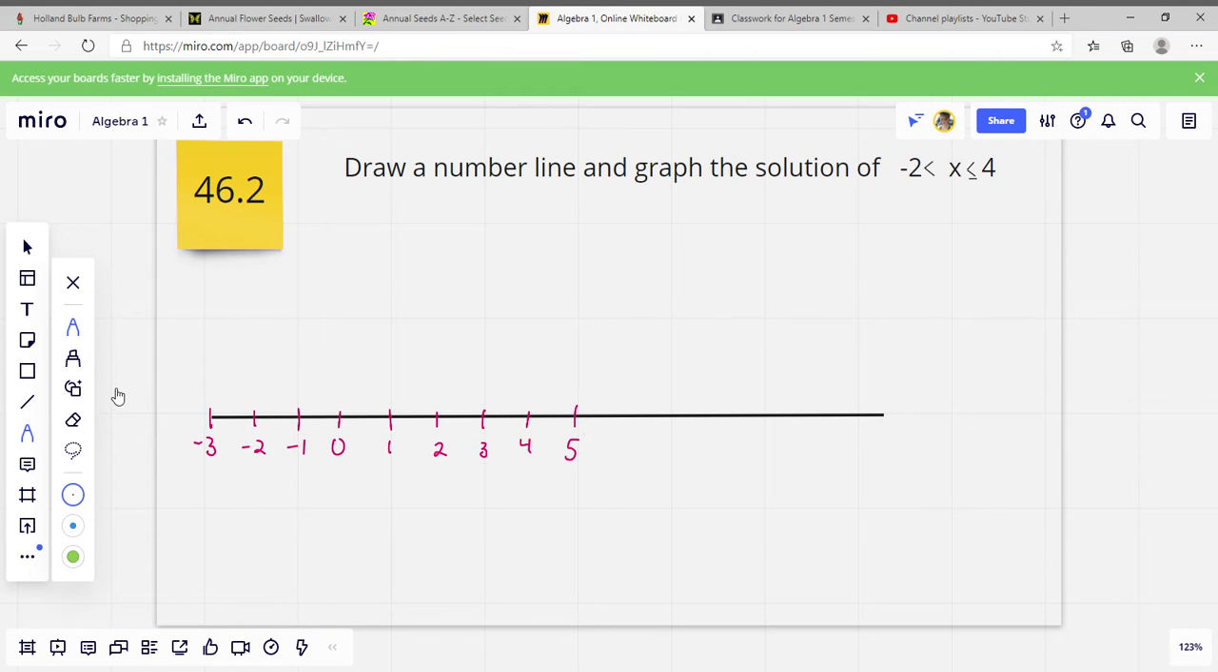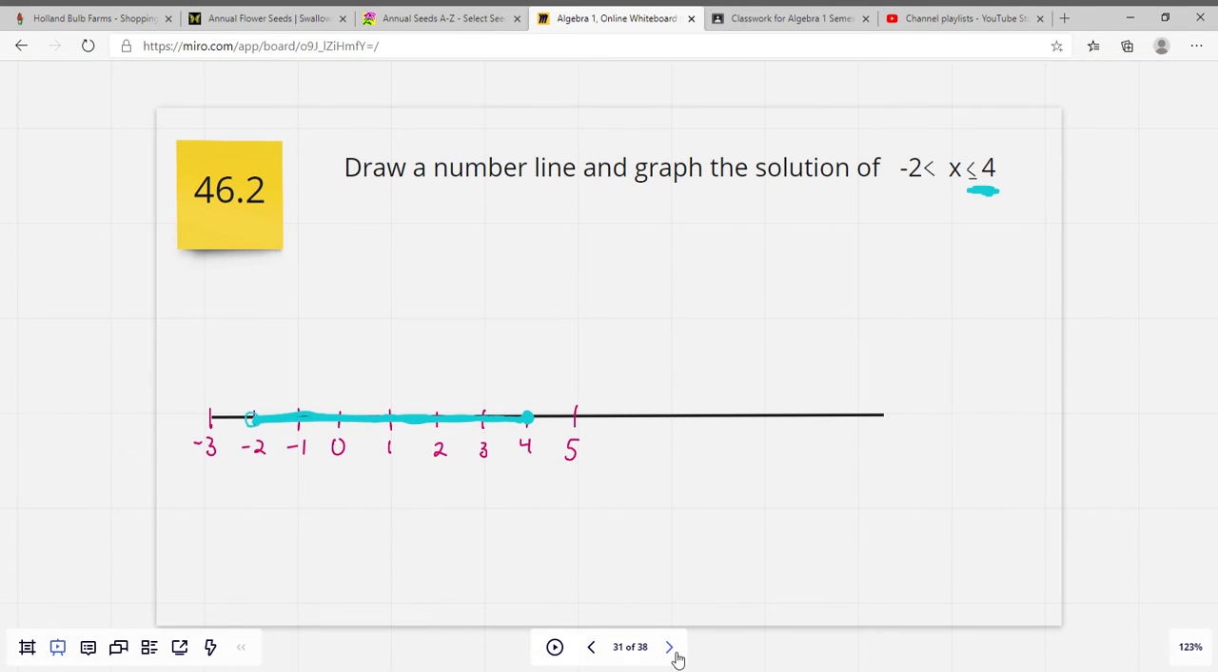Okay, so on this one, -2 is less than x. That means x is everything over -2, and it's not equal to -2, so we're going to draw a circle. And then we're going to run this all the way up until we get to 4. And see, it's less than or equal to 4. So we want to fill that circle in on 4 because it could be equal to 4. And then we just connect those two. Super easy. So it's anything between -2 and 4, and it can be equal to 4, but it cannot be equal to -2.